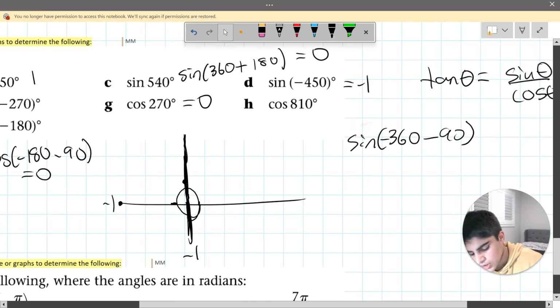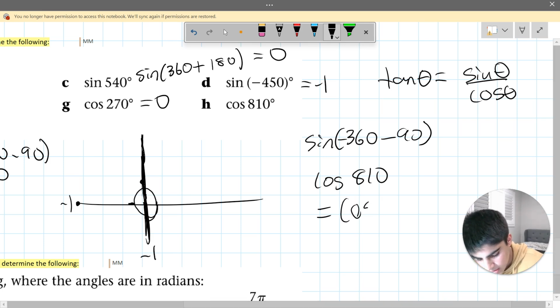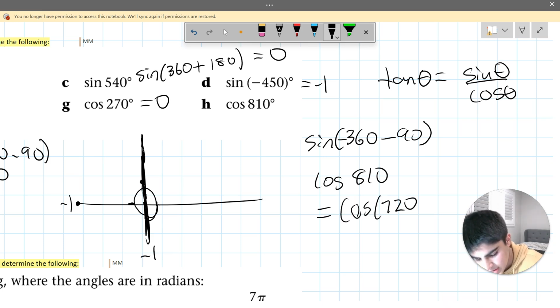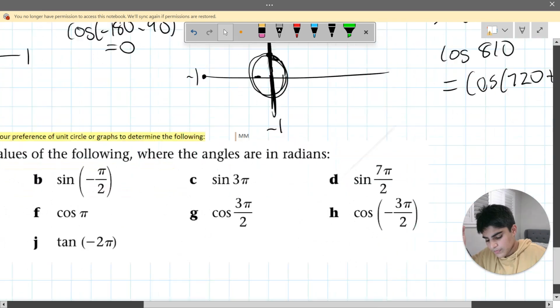Cosine 810. Cosine 810 is the same as cosine 720 plus 90. So we're going 2 full rotations, 360, 720 plus 90. At this point, cosine has no value and sine theta is 1. So cosine 810 equals 0.